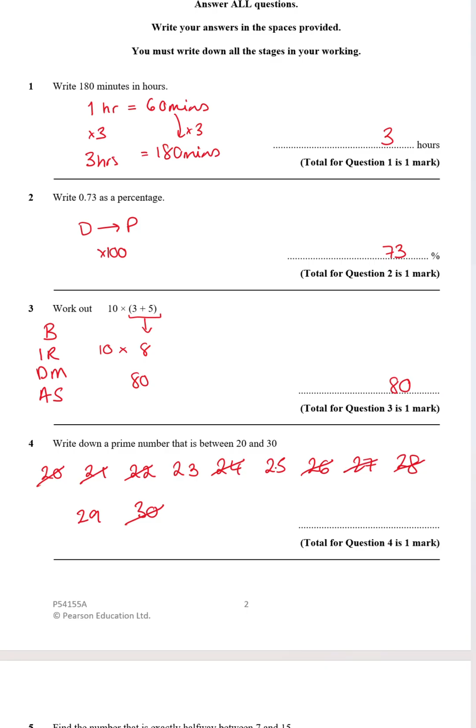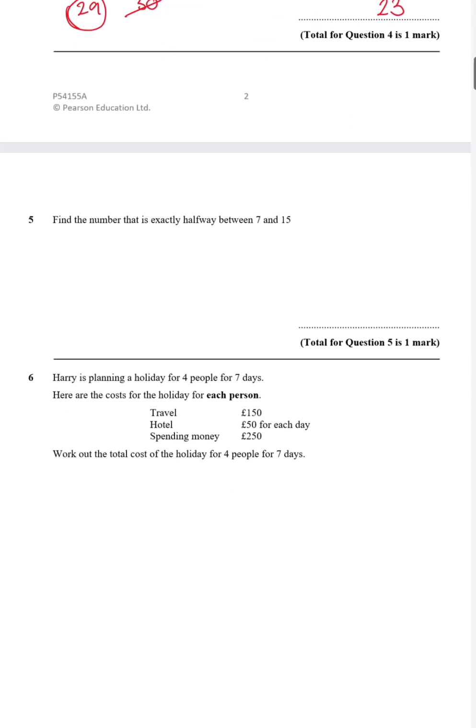27. All the multiples of 5, just 25 left now. And then all the multiples of 7, of which I've already crossed out the 21 and the 28. So I'm left with 23 and 29. I only need one of these, so either one as my answer is absolutely fine.